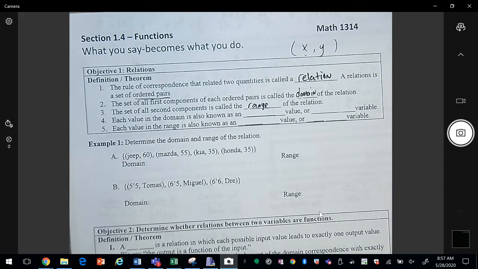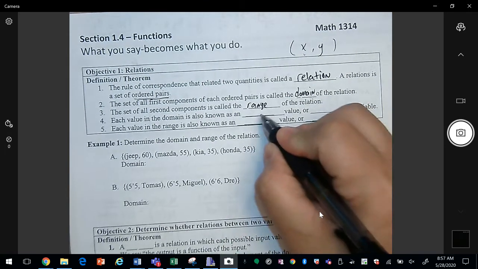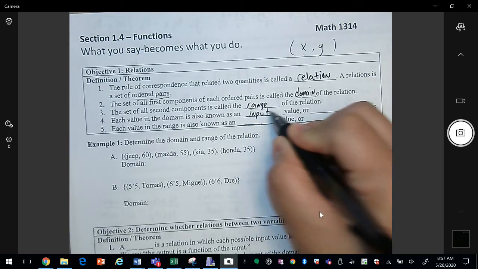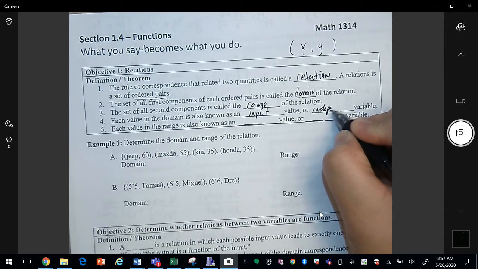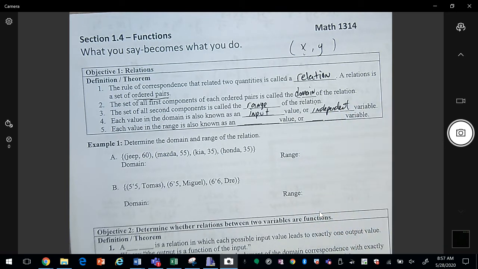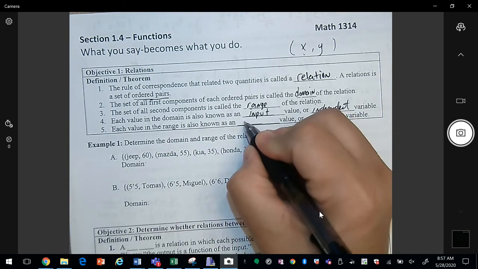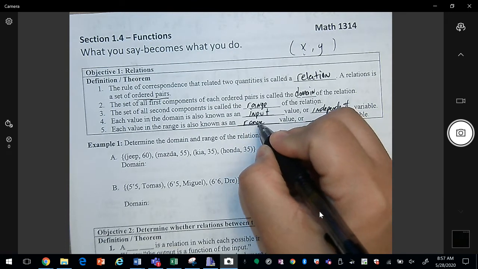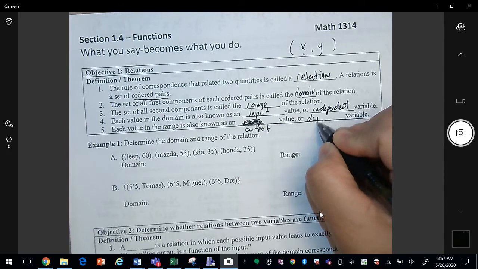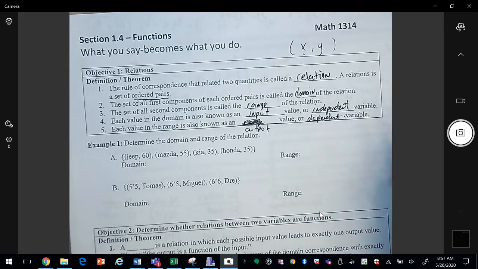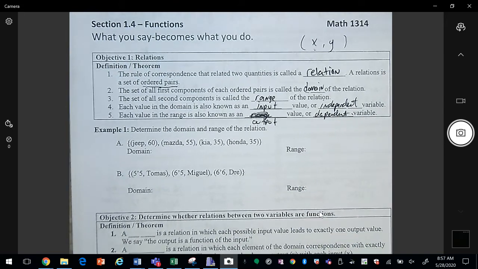Each value in the domain is also known as an input value or an independent variable. Each value in the range is known as the output, and we say it's a dependent variable, because it depends on the x.